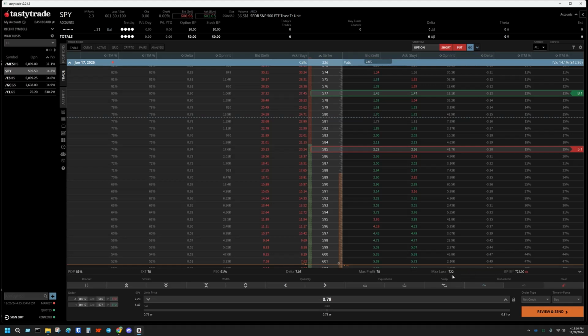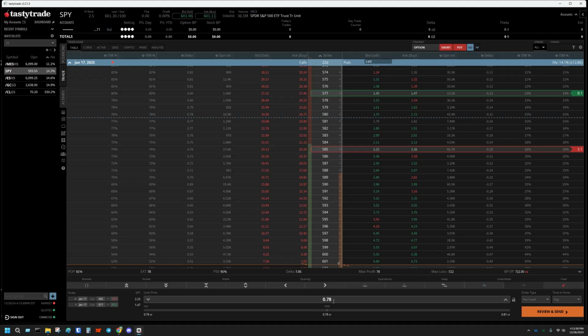Now, for my particular strategy, I'm going to set a stop loss of 2x. So if I sell this for 78 cents, we'll just say 80 cents for ease of math. If I sell it for 80 cents, my stop loss is going to be $2.40, which would be risking 2 to make 1. So I'm going to risk $2.40 to make 80 cents. Now my risk is slightly skewed there because I'm not going to make the full 80 cents. I'm going to set my profit target to 3 cents.